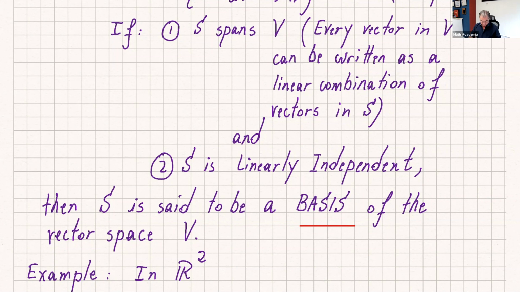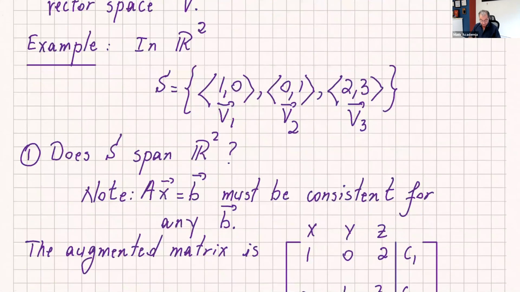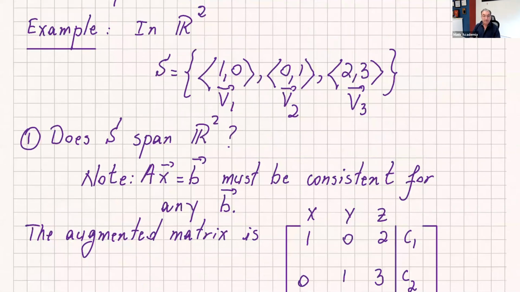Let's do a couple of examples so you can see how that works. The first one is in R2. I put S as a set of three vectors in R2, and we can clearly see these have two components, so they are in R2. Now the first question is, does S span R2? To double check that, you have to solve the equation AX equals B, and that must be consistent for any B.